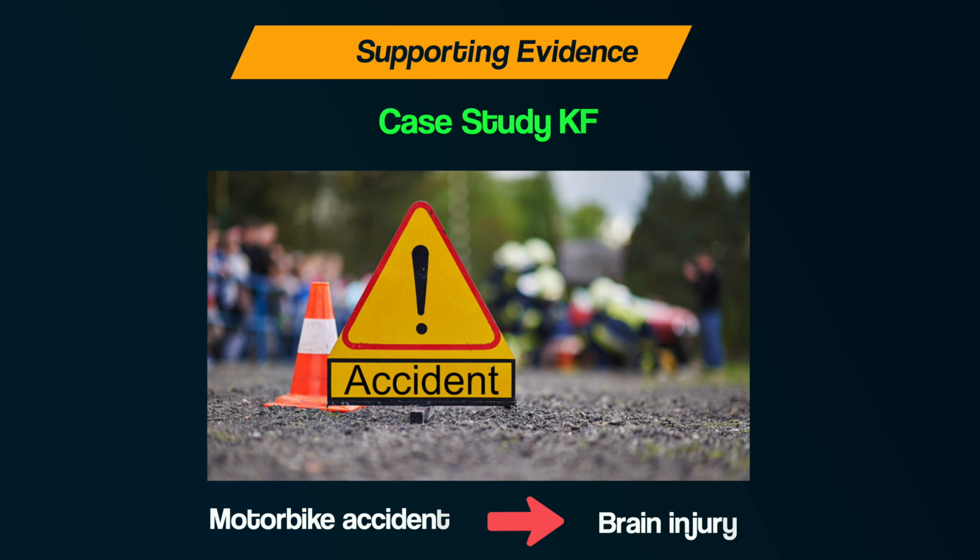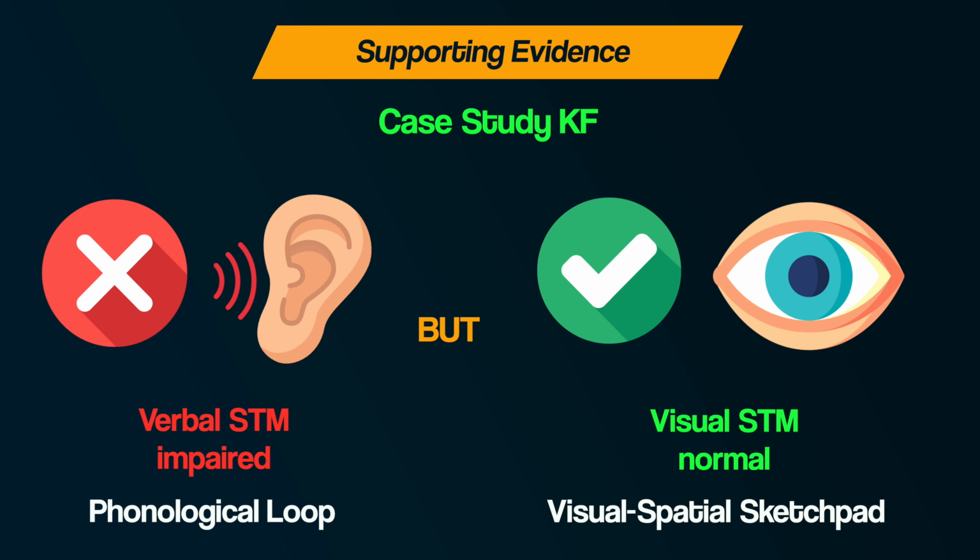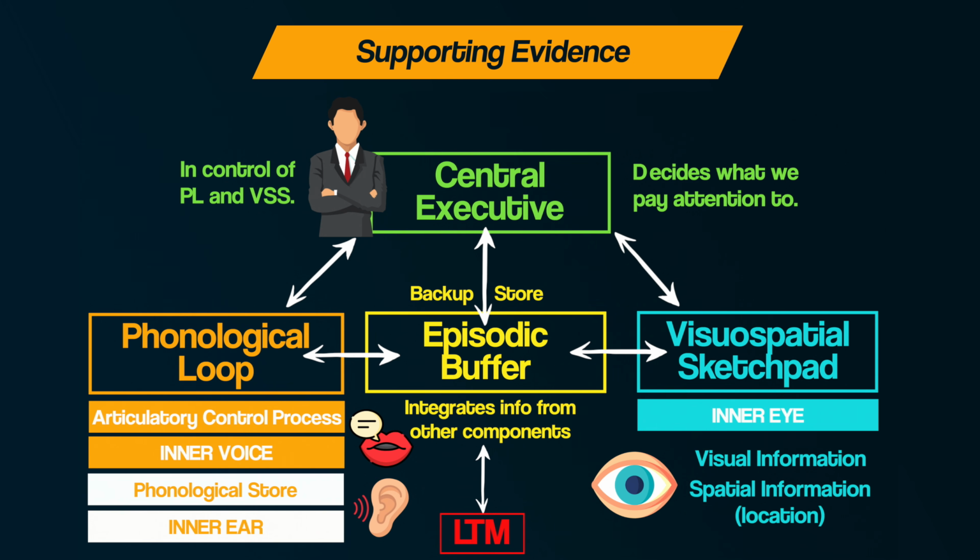The case study of KF supports the working memory model because after a brain injury he showed impaired phonological loop functioning, difficulty with verbal tasks, but relatively intact visual spatial sketchpad abilities. He could still process visual information. This suggests that the phonological loop and visual spatial sketchpad are separate systems, as proposed by the working memory model.